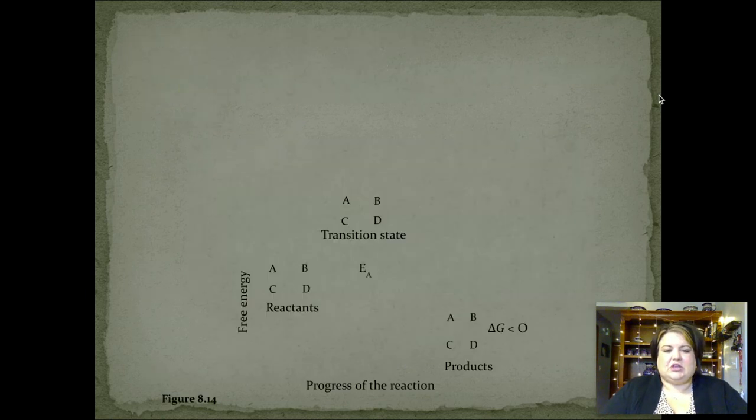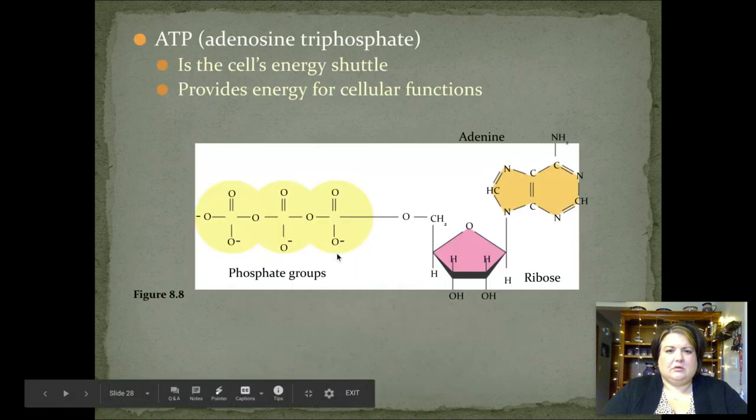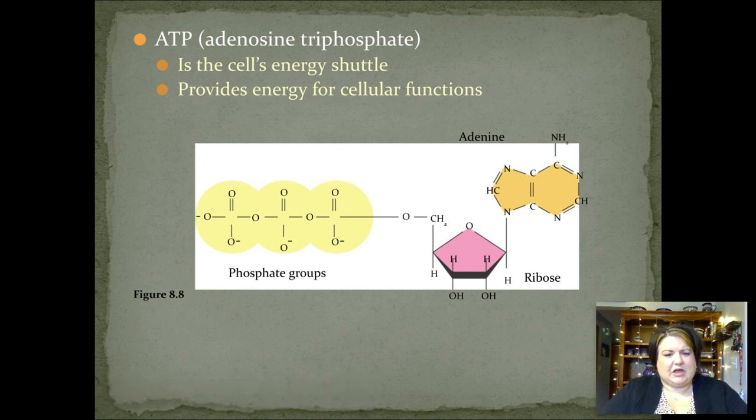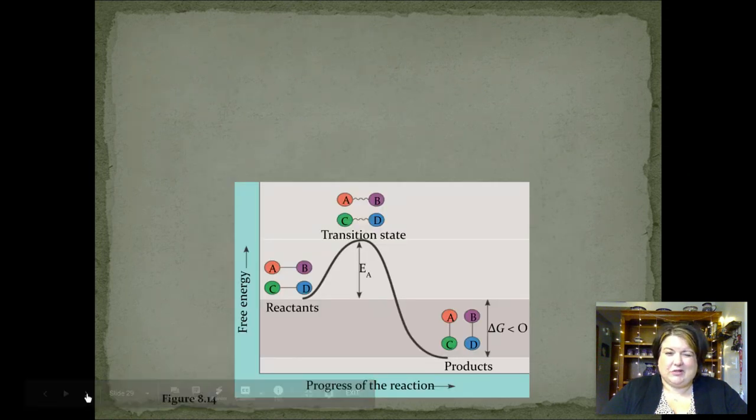ATP in general is our energy currency that we're going to talk about. You guys are very familiar with this. Basically, the addition and the subtraction of the phosphate group right here are what's going to determine the energy potential. You don't really have to know a lot about it.